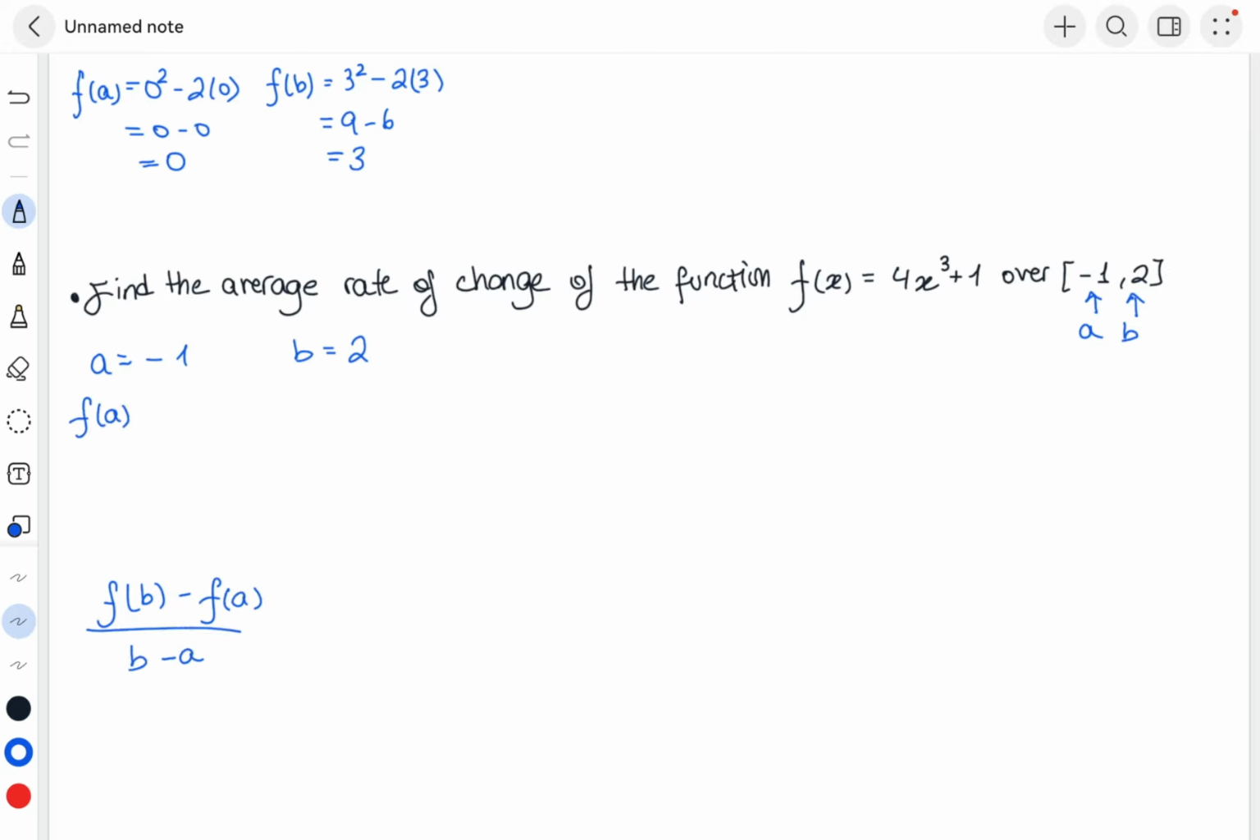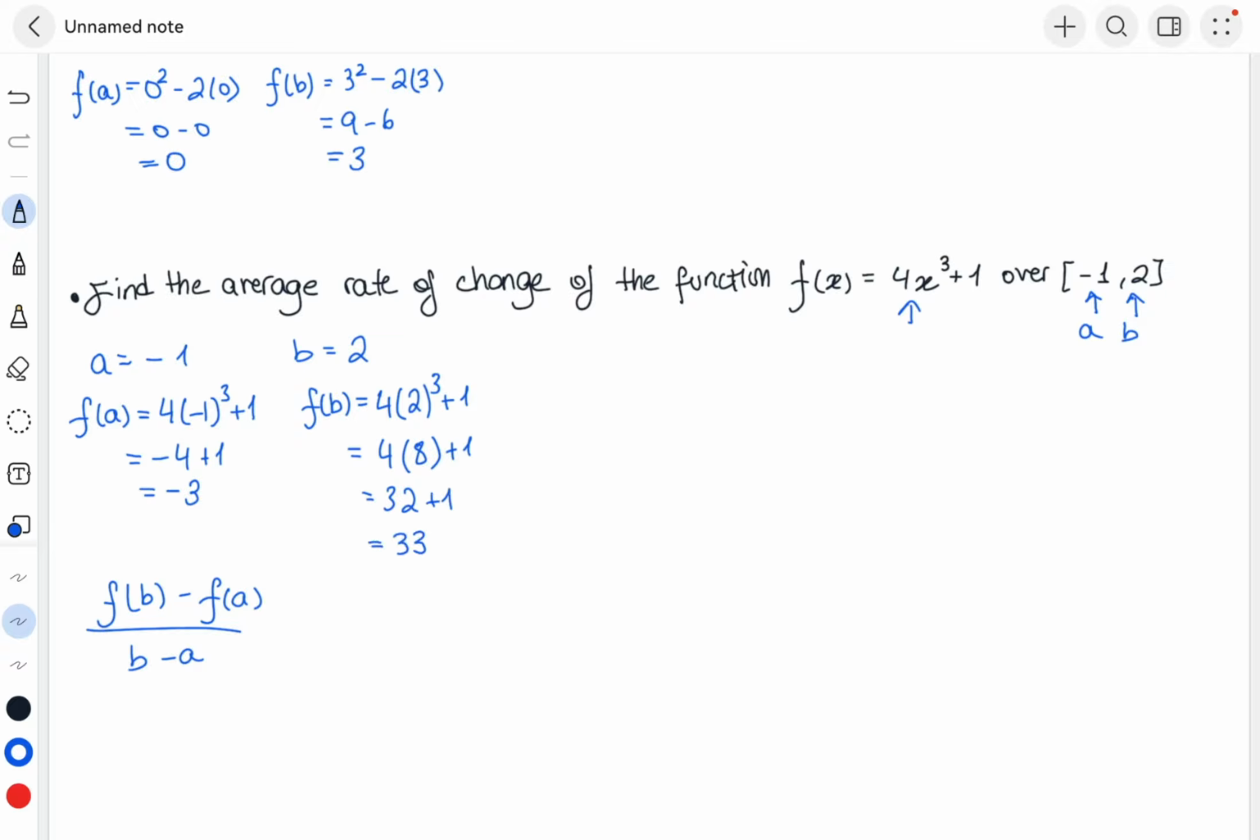For f of a, we replace instead of each x a negative 1. So we'll have 4 into negative 1 cubed plus 1, where we'll have negative 4 plus 1, which is negative 3. Now f of b is replacing 2 instead of each x. So we'll have 4 into 2 cubed plus 1, where we'll have 4 into 8 plus 1, which will be 32 plus 1, which is equal to 33.